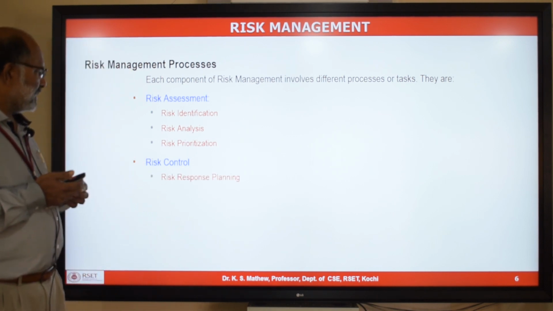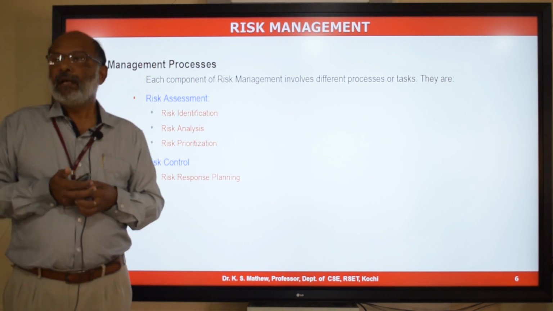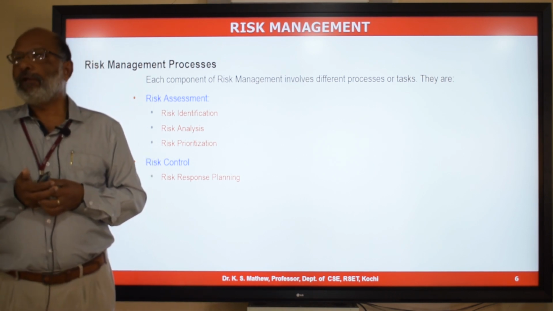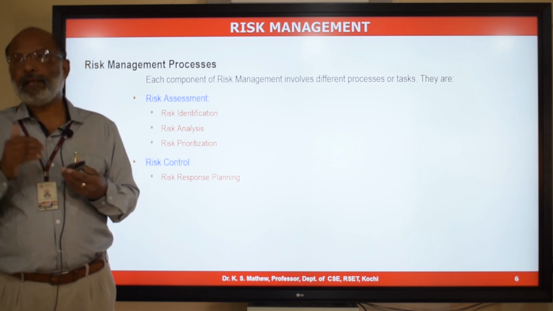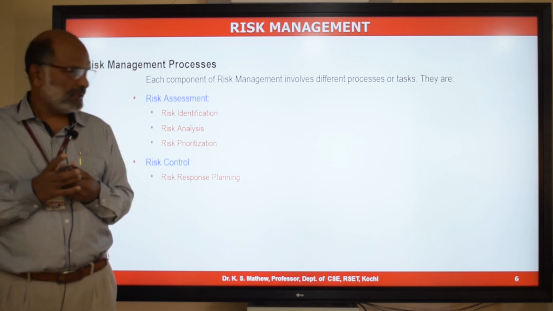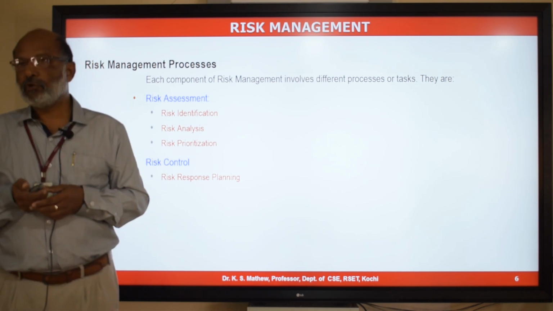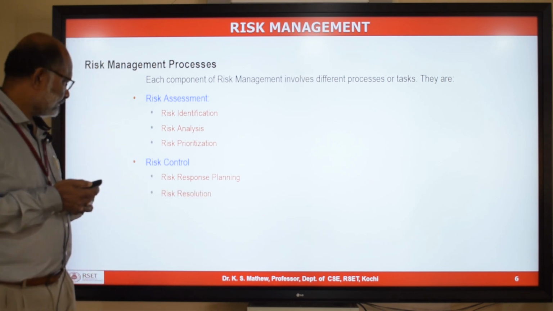The first process in risk control is risk response planning. So for all the identified risks, we will plan some actions to eliminate the risk or to mitigate the impact of the risk in the project. That is what is done in risk response planning.